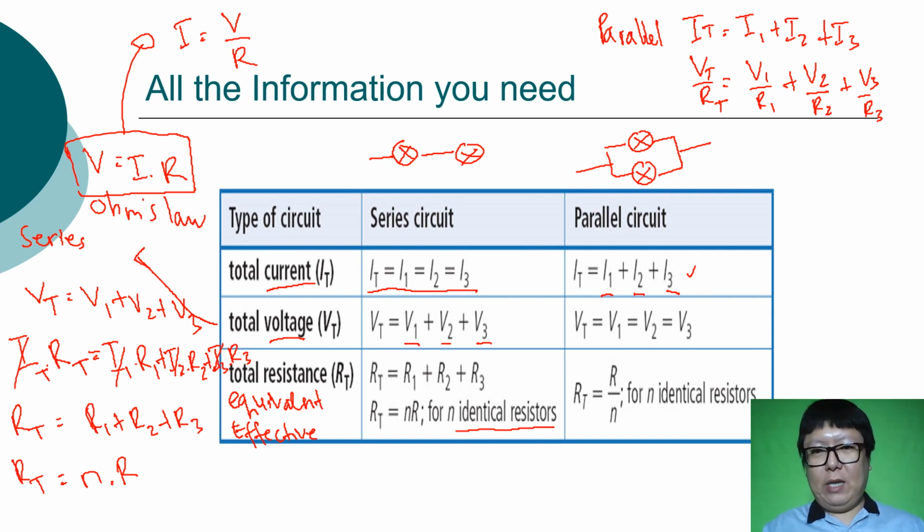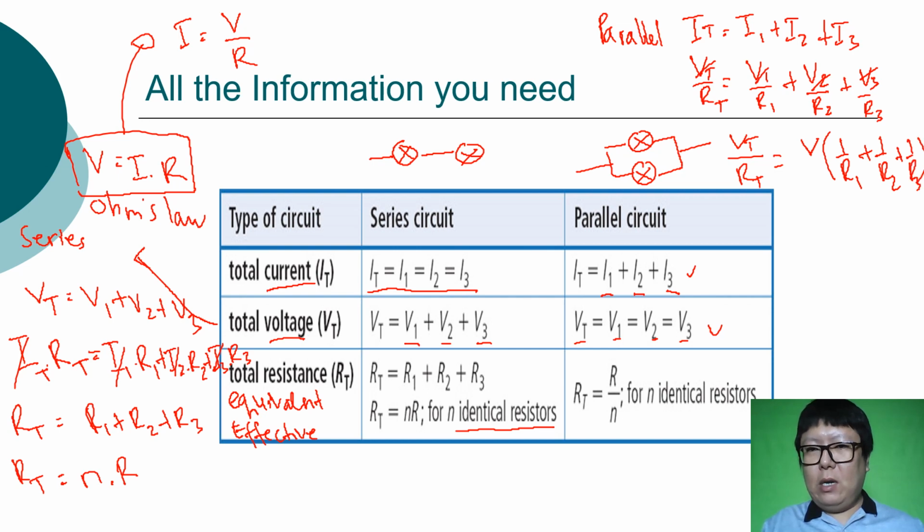Then you can see from this equation, the voltage is equal. So we can cancel it all because it's the same, right? Or you can write it like this. Vt per RT equals V times 1 per R1 plus 1 per R2 plus 1 per R3. Then you can cancel these two, and you get the equation: 1 per R total equals 1 per R1 plus 1 per R2 plus 1 per R3.